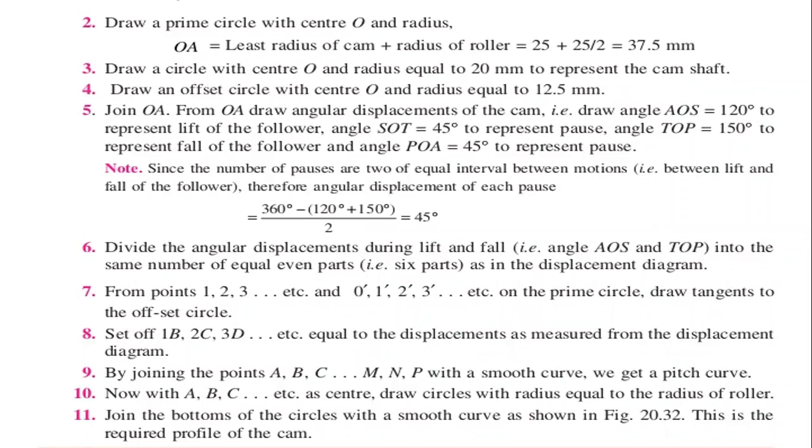with center O and radius equal to 20 mm to represent the camshaft. So to represent the camshaft, you take the radius equal to 20 mm, and draw an offset circle with center O, with radius equal to 12.5 mm.